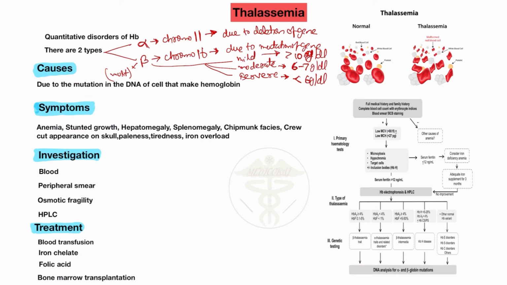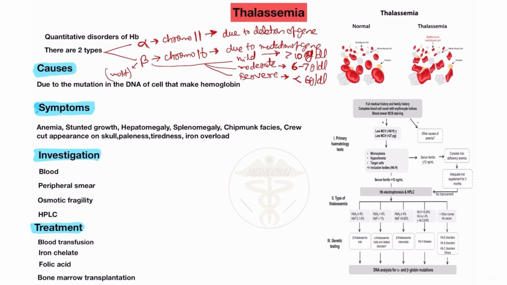What are the symptoms in the thalassemia patient? Anemia occurs because the RBC level decreases very much, and here you will see the shape of the RBC is also abnormal. Here is the normal RBC, here is the thalassemia. So malformed red blood cells occur in the thalassemia patient, and the shape of the RBC changes.